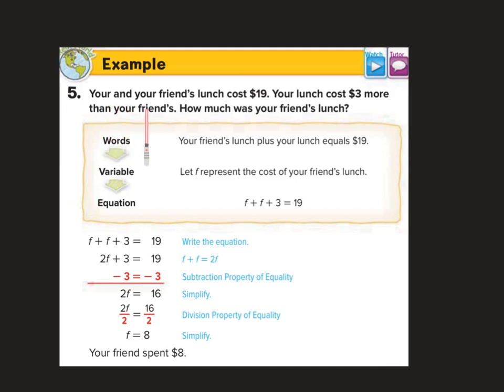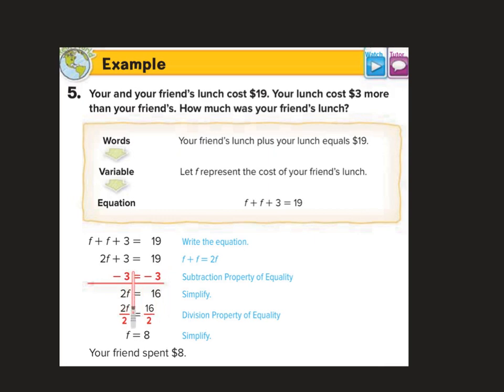And the way we're going to have to write this, we're going to say F is the unknown for your friend's lunch. And then your lunch costs $3 more than your friend's. Since we don't know how much your friend's lunch is, we're going to use F for a variable there as well. So F plus 3 will stand for the cost of your lunch, equals 19. So now we write the equation. We've got F plus F plus 3 equals 19. We can add like terms here. So we've got 2F plus 3 is equal to 19.